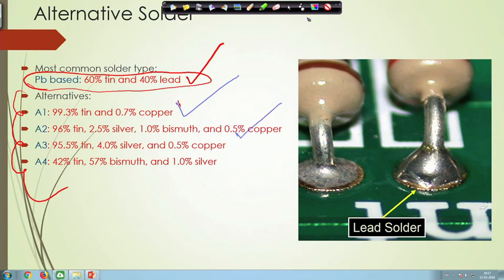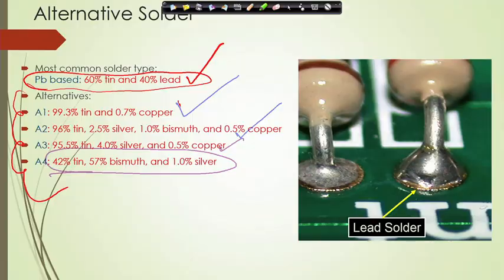96% tin, 2.5% silver, then we have copper, and bismuth and other things. Then we have tin, silver, copper, and we have tin, bismuth and 1% silver. So, these are the 4 different alternatives. None of them has lead. Alternatives do not have lead, but they have higher tin in 3 of them. Then in one of them, which has less tin, has bismuth.